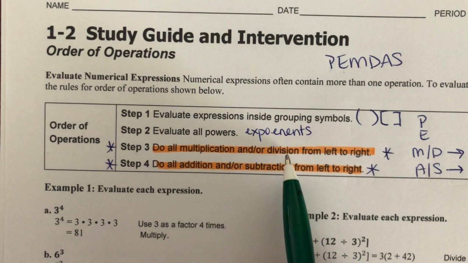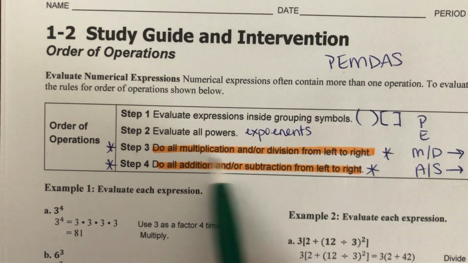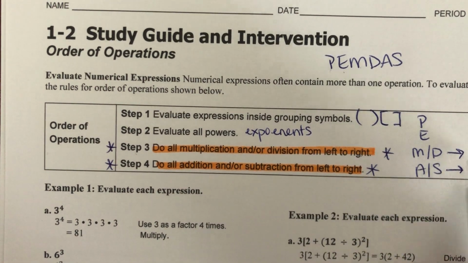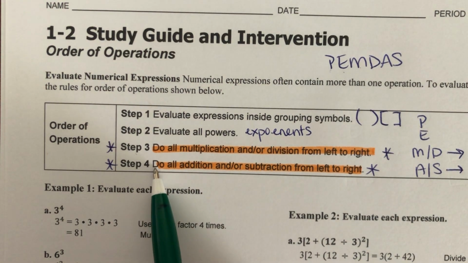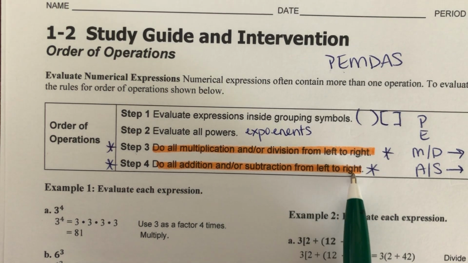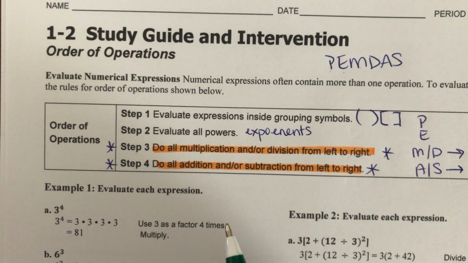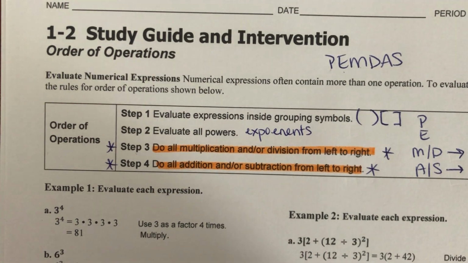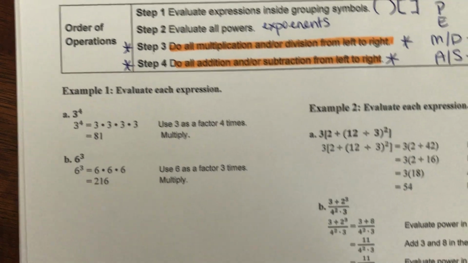So you don't multiply before you divide. They're all equals. You just solve them in order from left to right. Same thing with adding and subtracting. That's the last step. Do all addition and subtraction from left to right. So if it has a minus sign first and then a plus sign, then subtract first and then add, whatever the order is left to right. Then we have some examples.